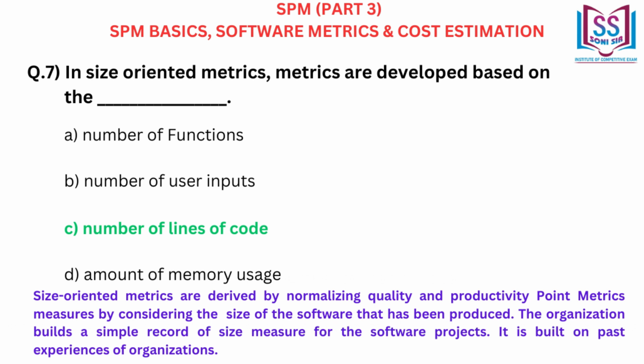Size-oriented metrics are derived by normalizing quality and productivity point metrics measures by considering the size of the software that has been produced. The organization builds a simple record of size measure for the software projects. It is built on past experiences of organizations.